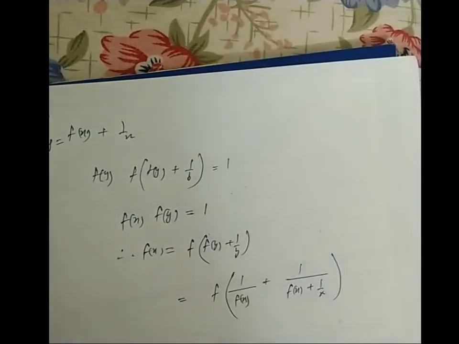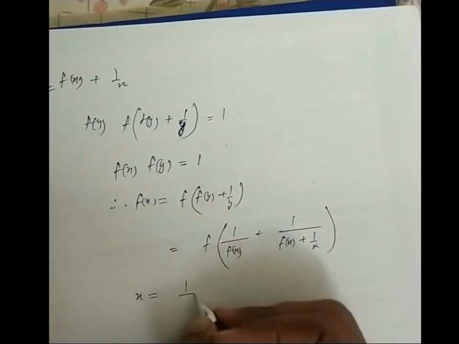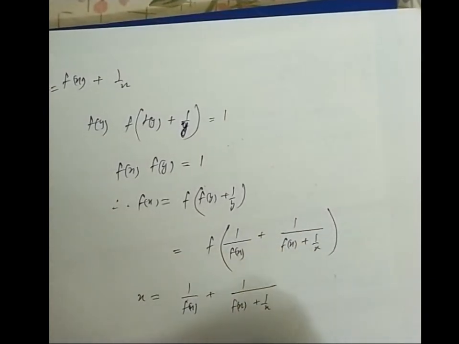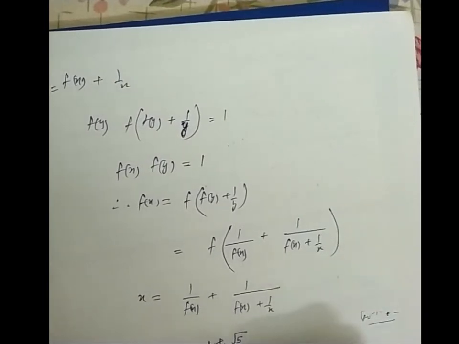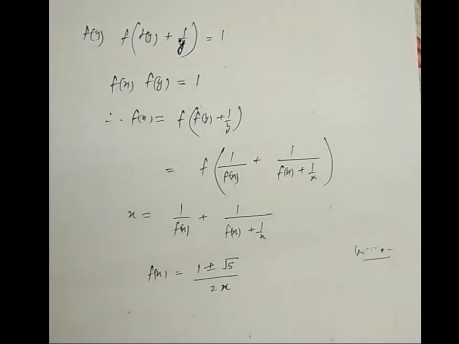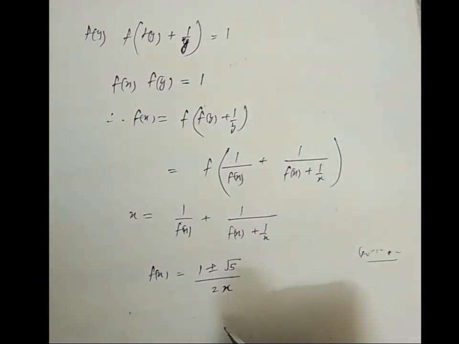And so if f(x) is equal to this and f is increasing, we can say that x is equal to 1 by f(x) plus f(x) plus 1 by x, so f(x) is equal to 1 plus minus root 5 by 2x. Okay, so once we have calculated f(x), we can comment on its maximum value in 1 and 2. We can calculate f of 1. We can also integrate f(x) from e to e square. Okay, thank you.